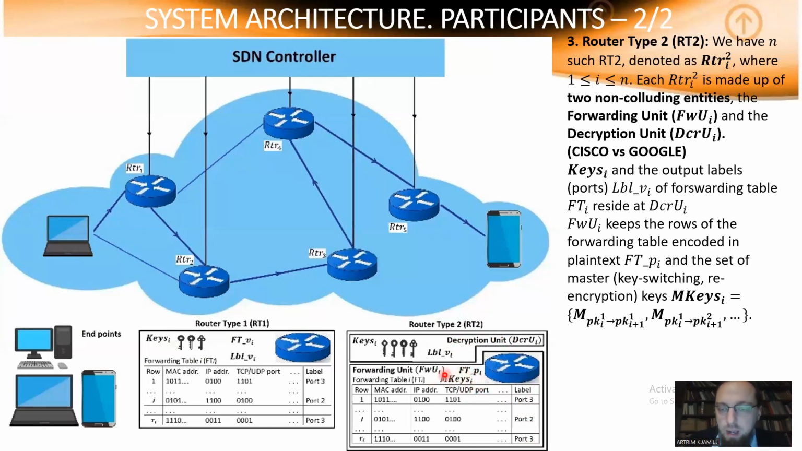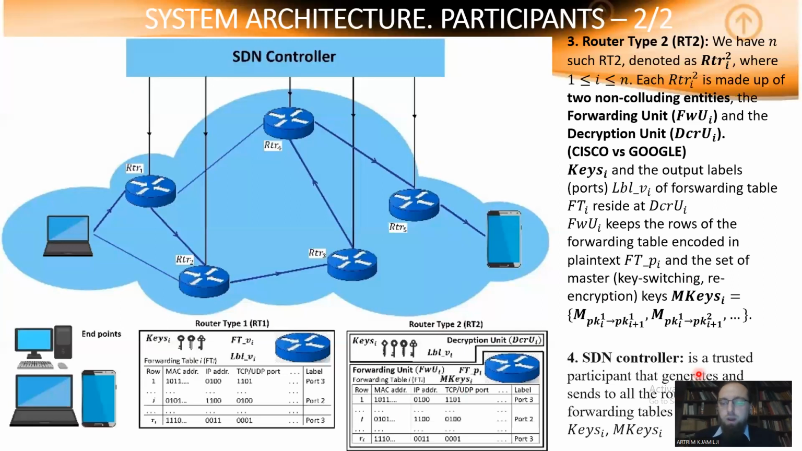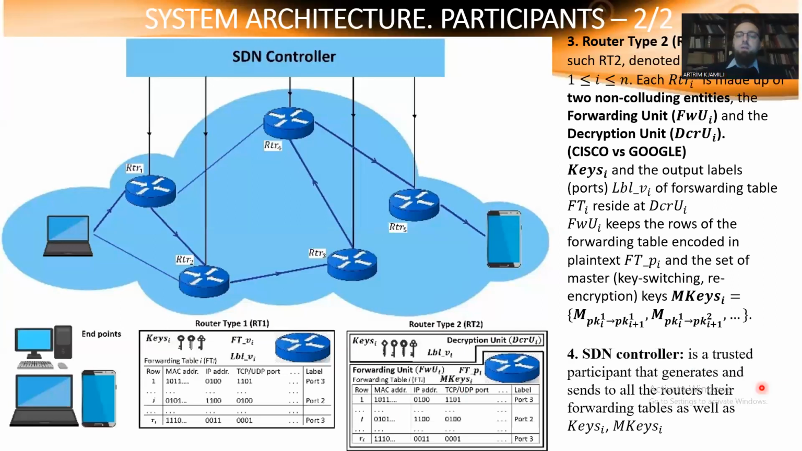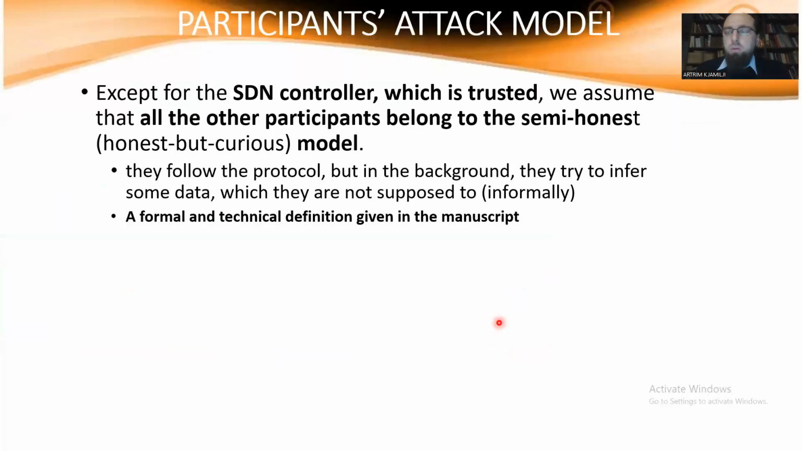Furthermore, the forwarding unit has a set of master keys, or key switching keys, which basically convert a ciphertext from the domain of one public key to the domain of another public key, so we can decrypt it with the corresponding private key, whereas the decryption unit of RT2 has a set of decryption keys. Of course, we have the software-defined networking controller, which basically sends the forwarding table to all of the routers and also their decryption keys or master key switching keys, and makes public which router has which keys. Okay, what about the attack model?